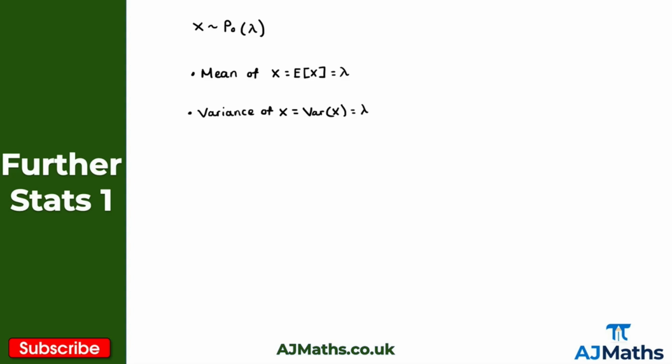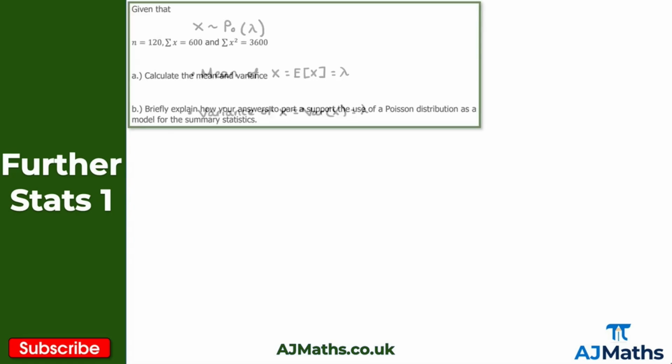Okay. And what we're going to do now is just take a look at some practice questions concerning the mean and variance of a Poisson distribution. Starting off with question 1, we're being given the following summary statistics. So I've got n, which is equal to 120, sigma x, which is equal to 600, and sigma x squared, which is equal to 3600. So for the first part, part A, we simply have to calculate the mean and variance.